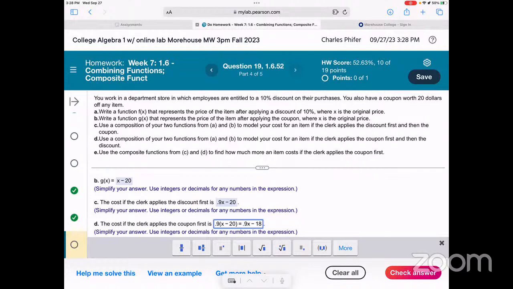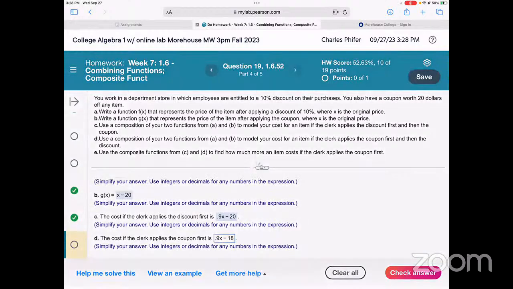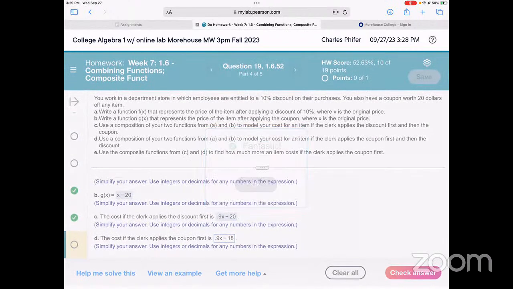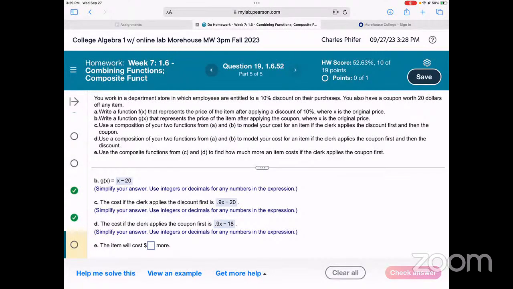So let's get rid of our notes here. Okay. Let's hit enter. Okay. So notice in the first one in C, where we apply the discount first, we got 0.9x minus 20. But if they apply the coupon first, we get 0.9x minus 18. So which one gives us the bigger discount?